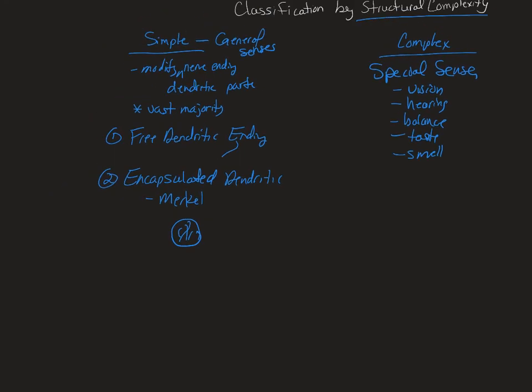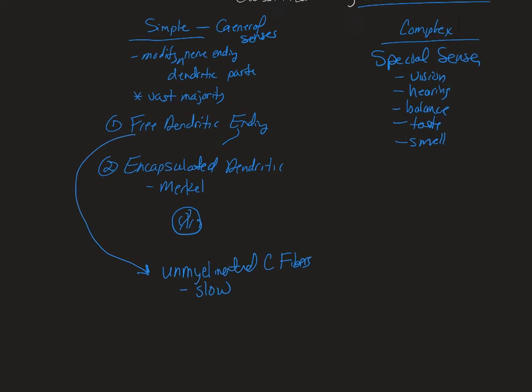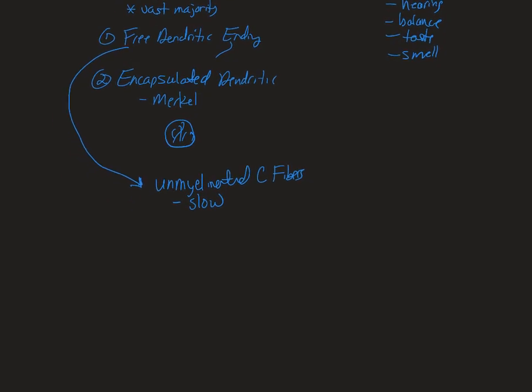The free dendritic endings, let's see, we can talk about those a little bit more. Those are mostly going to be unmyelinated C fibers. And we've talked about those before. So these signals, since they're unmyelinated, are going to be slow. Okay? Slow. A lot of these tend to be mechanoreceptors. Okay, so a lot of mechanoreceptors. But also quite a few of our thermoreceptors.